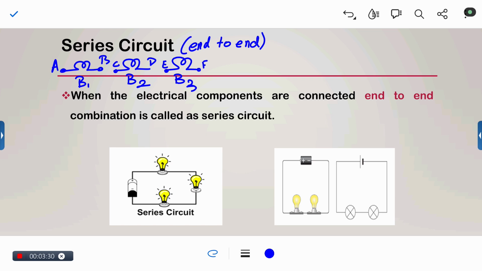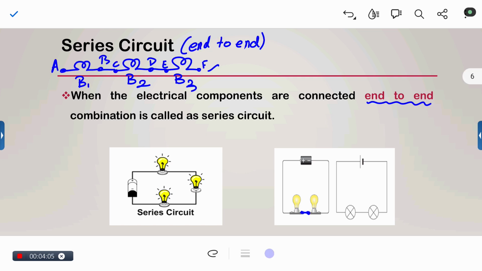Now we connect end B to end C. That means the connection is end to end. Here, end D is connected to end E. If you connect like this, that type of combination is called a series circuit. That means whenever components are connected end to end. In this diagram, the end of the first bulb is connected to the end of the second bulb, so we can say the given combination is a series combination.